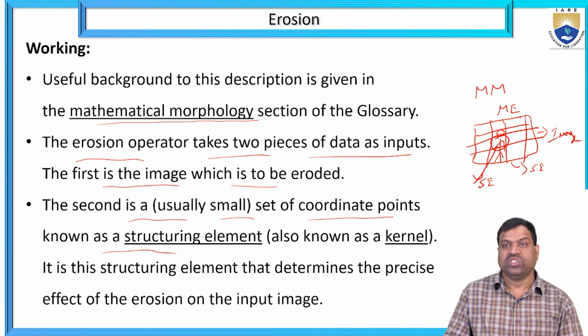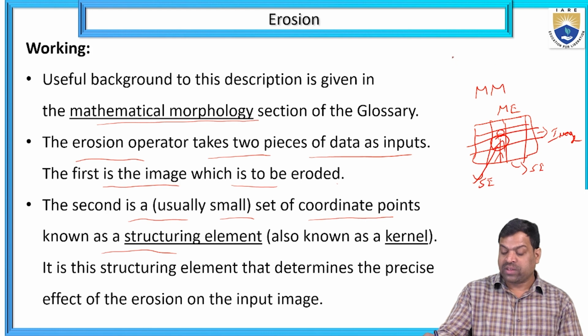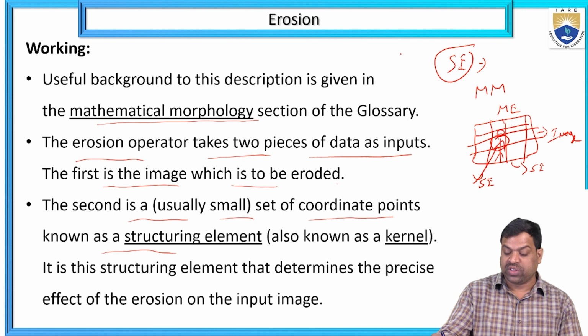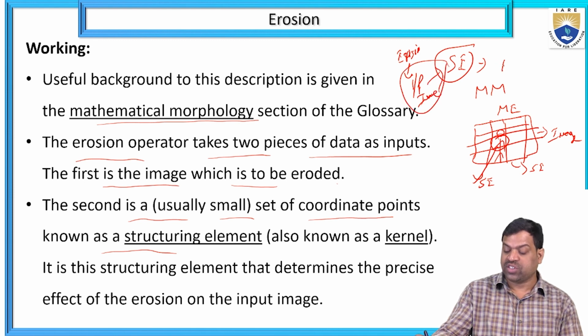The background of this description is given in the mathematical morphology glossary. The erosion operator takes two pieces of data as inputs. The first is the image which is to be eroded, and the second is the set of coordinate points known as the structuring element. So the structuring element is also important along with the erosion. Input image selection and structuring element selection, that is the process of erosion.